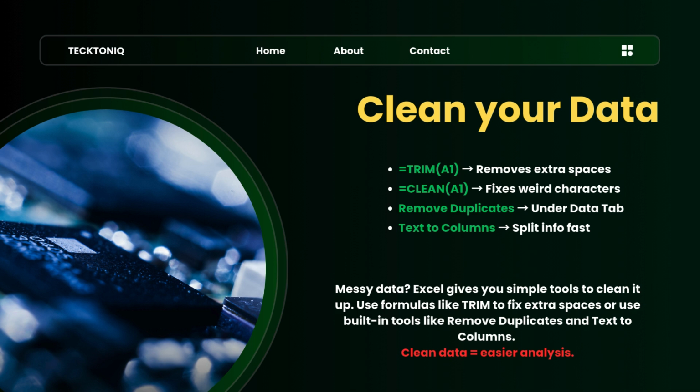6. Clean your data. Equals TRIM(A1) removes extra spaces. Equals CLEAN(A1) fixes weird characters. Are you having messy data? Excel gives you simple tools to clean it up. Use formulas like TRIM to fix extra spaces, or use built-in tools like Remove Duplicates and Text to Columns. Clean data equals easier analysis.